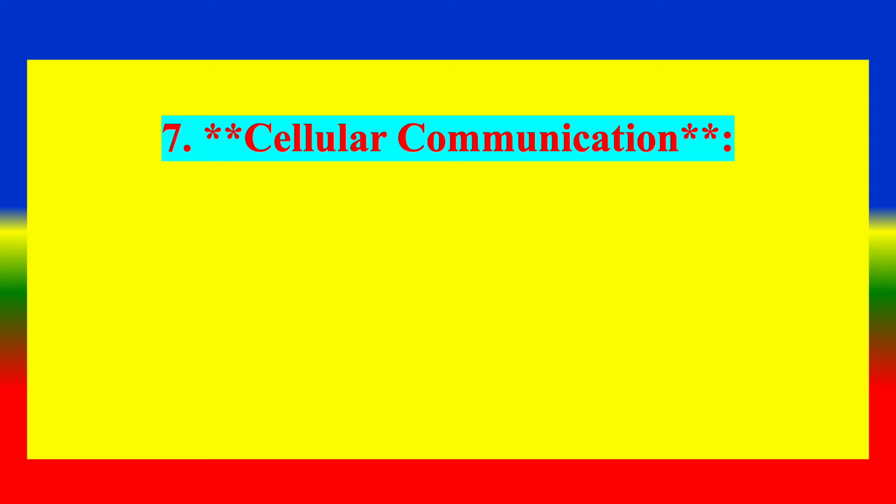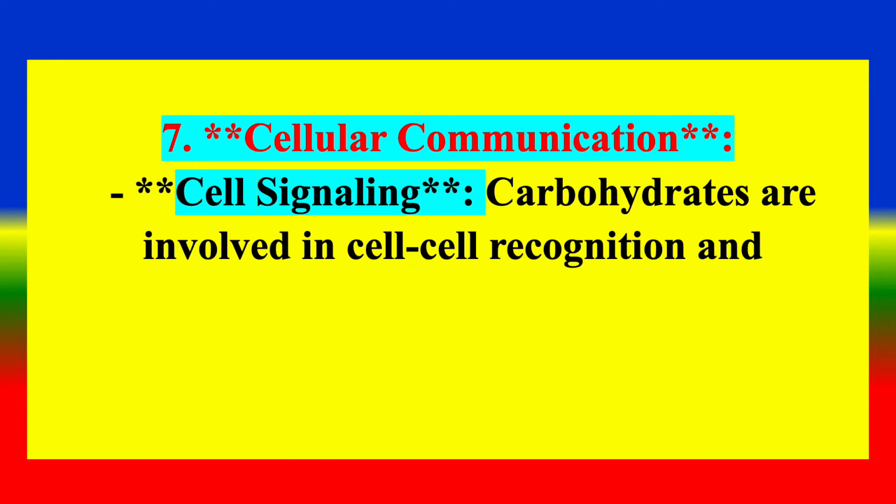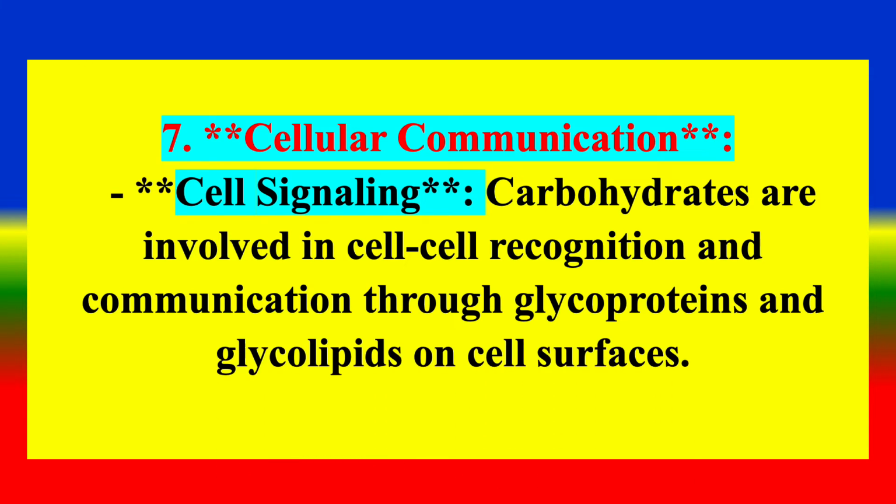7. Cellular communication, cell signaling. Carbohydrates are involved in cell to cell recognition and communication through glycoproteins and glycolipids on cell surfaces.